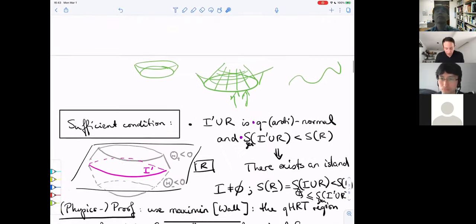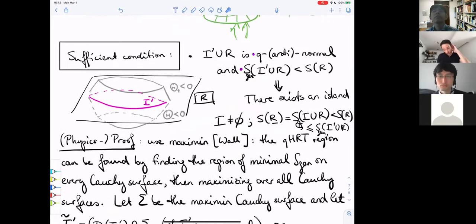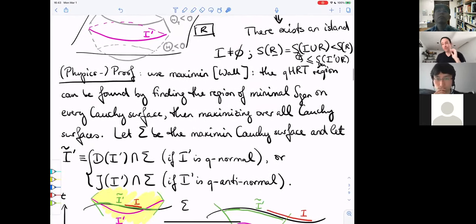So the key question is, how do I prove that this is true? Well, the physics proof, and it's really very much an emphasis here on physics, is to use the famous Maximin prescription that Wall formulated as an alternative but equivalent formulation of the Ryu-Takayanagi, or really the HRT prescription. That was a classical prescription where you only cared about the area. So what we're really doing is assuming a quantum generalization of this Maximin prescription.